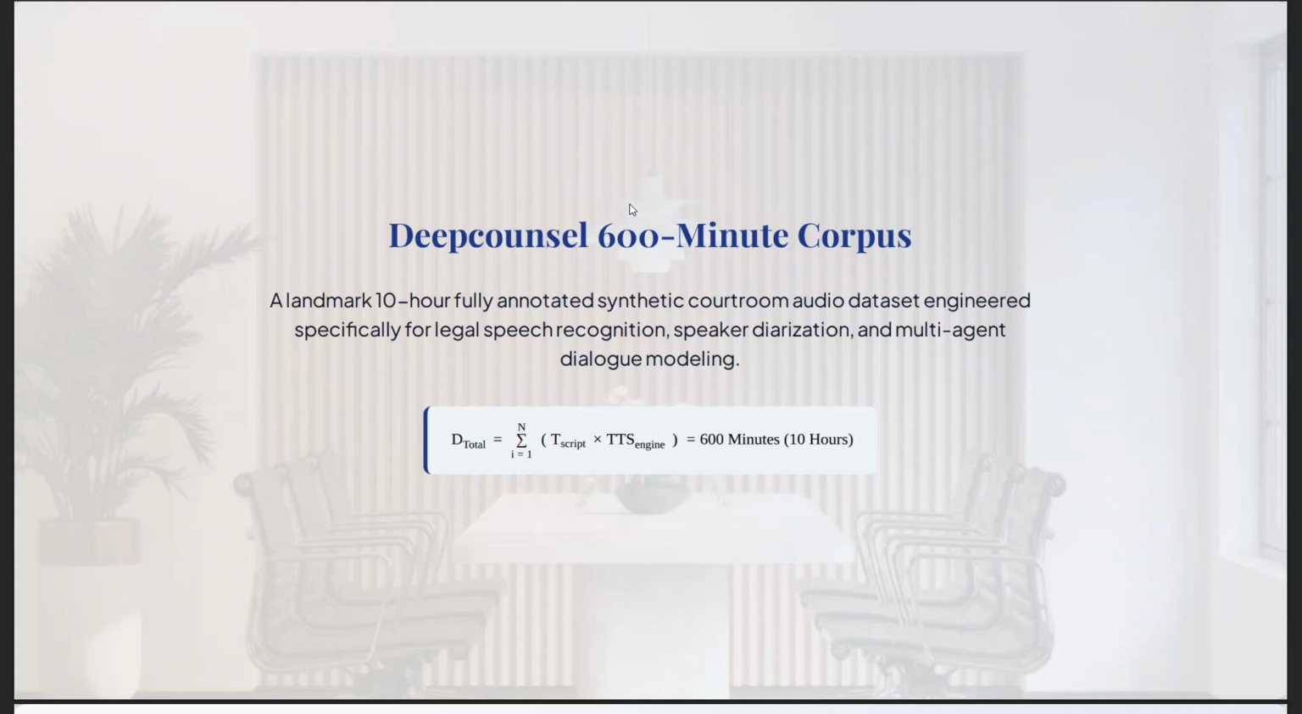Next, let's come on to the DeepCounsel 600-minute corpus. So basically, it's a landmark 10-hour fully annotated synthetic courtroom audio dataset engineered specifically for legal speech recognition, speaker diarization, and multi-agent dialogue modeling. So basically, we have created a 600-minute, or 10-hour, audio dataset.